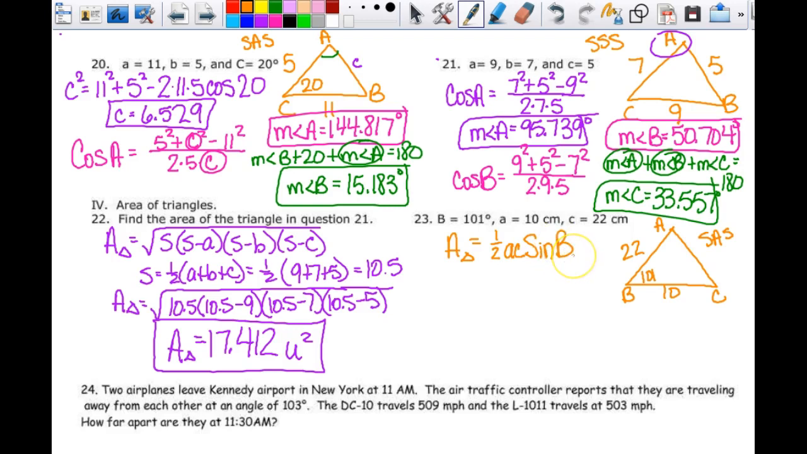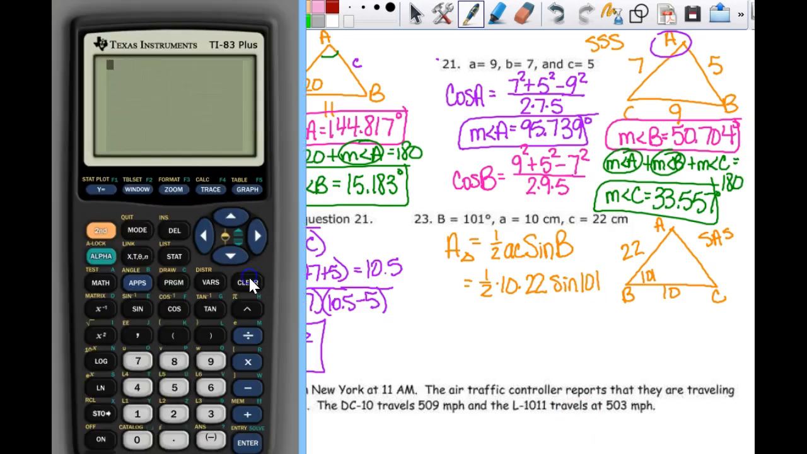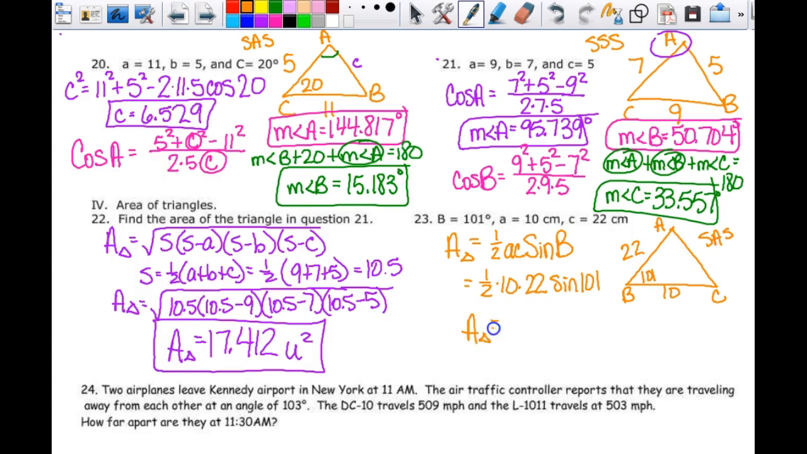And these three letters shouldn't match. They have to all three be different. That's how you get the whole side angle side thing. So when I substitute this in, I get 1/2 times 10 times 22 times the sine of 101. I'm just going to let the calculator do all that for me. So I'm going to do 0.5 times 10 times 22 times the sine of 101. Okay, there we go. So we get 107.979. So the area of the triangle is equal to 107.979 centimeters squared.